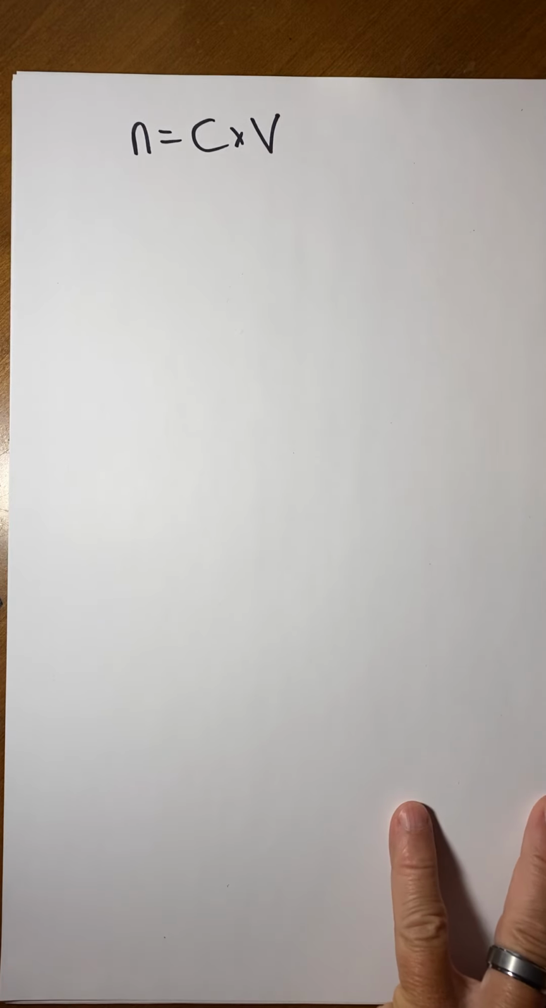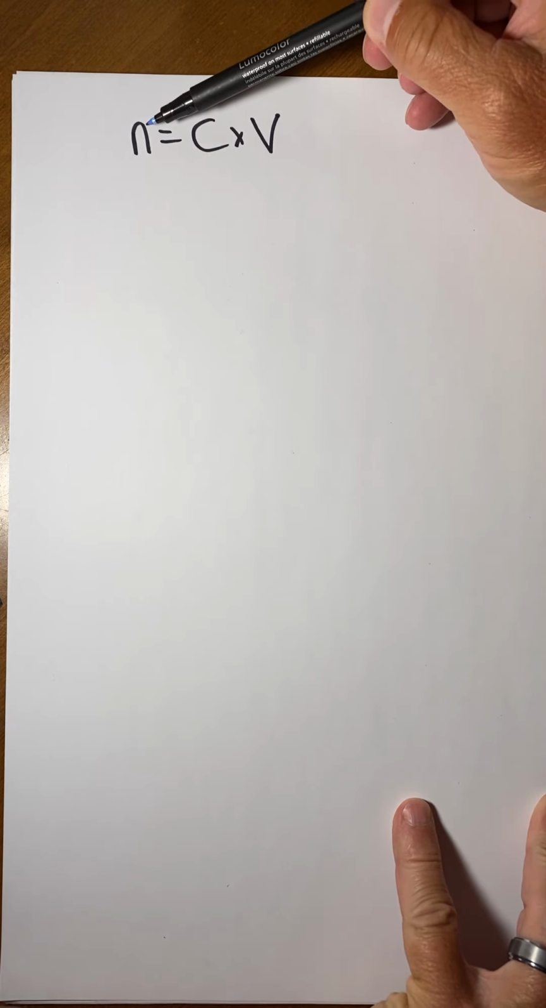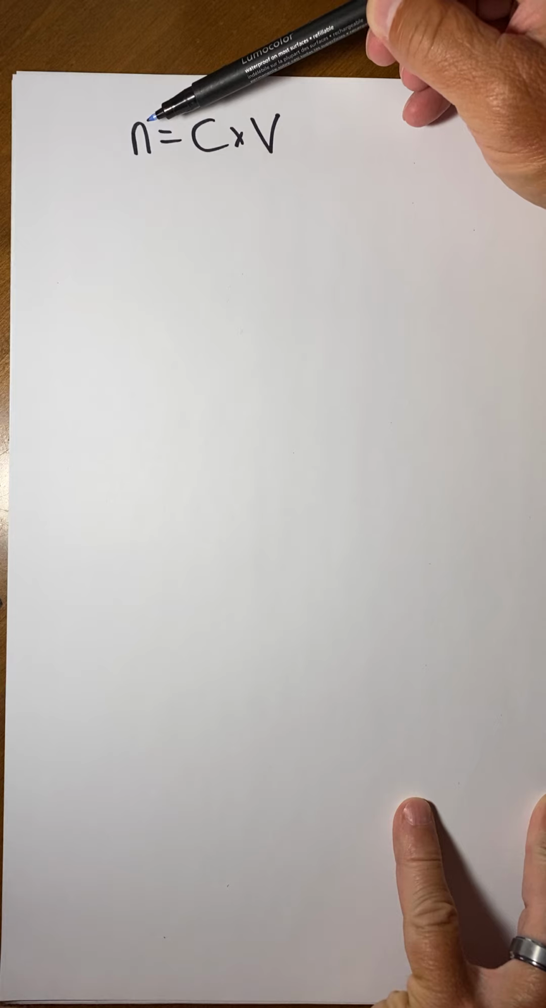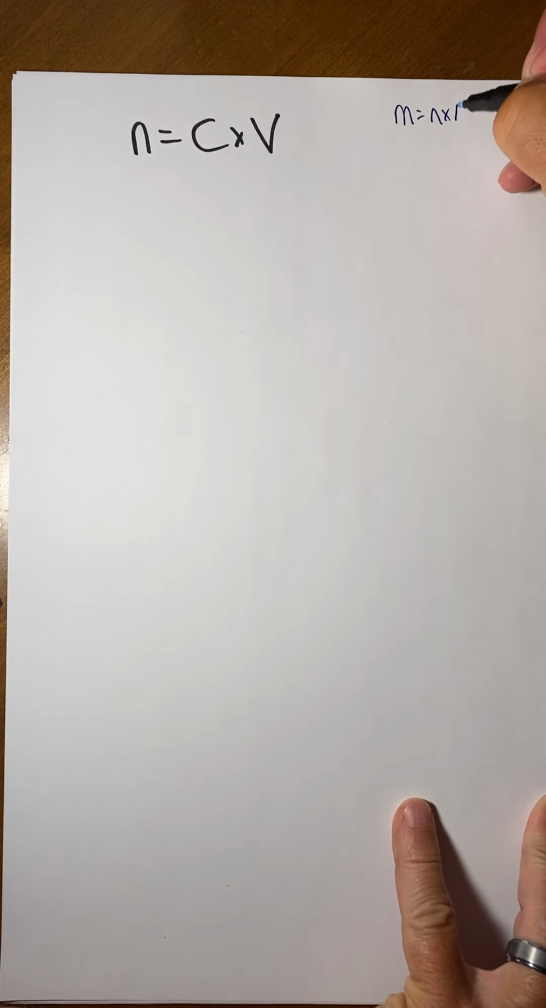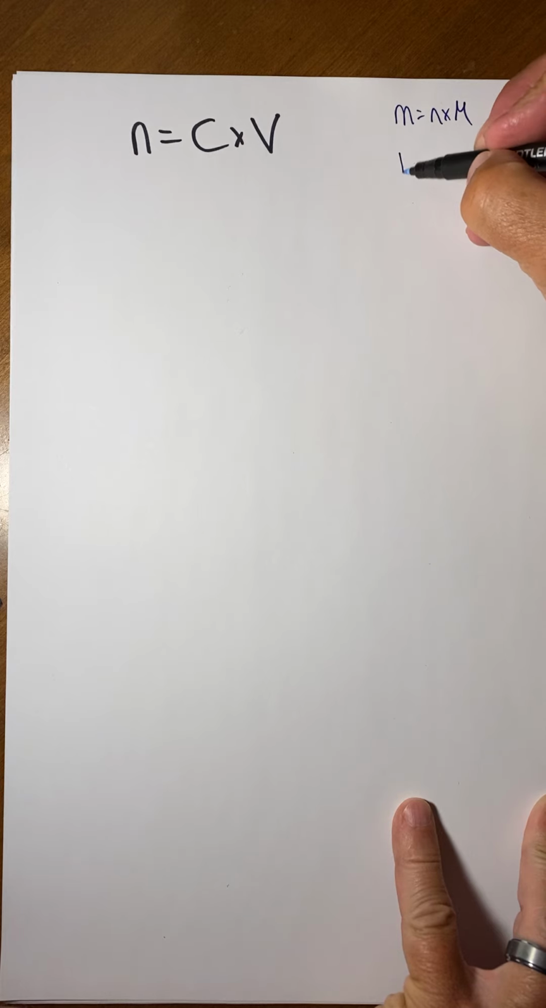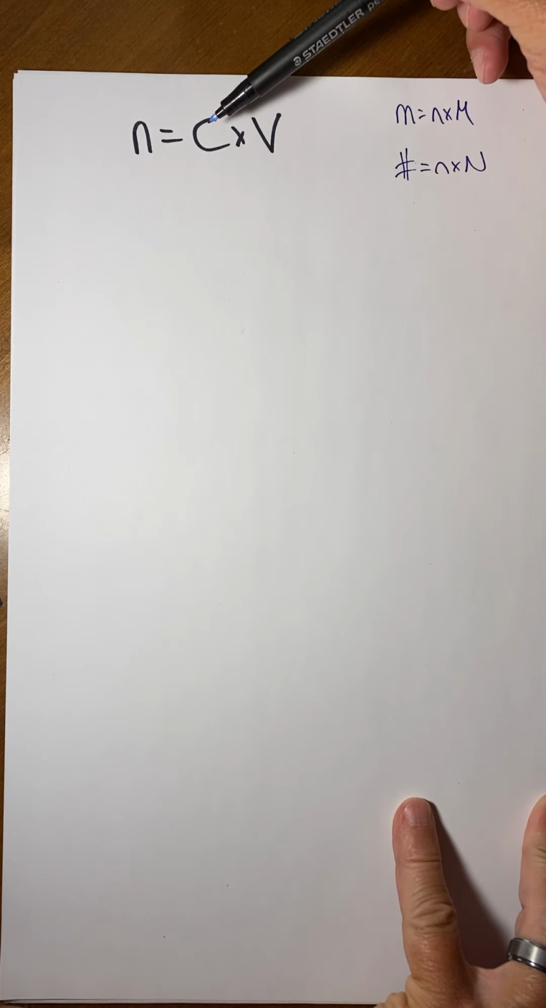Hello, everybody. We are going to introduce and work with a new formula. So this is the formula here, n equals C times V. N is the same little n that we've been using in mass equals number of moles times molar mass, and also in number equals little n times big N. Okay, so little n stands for number of moles.